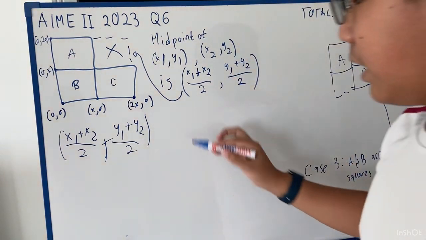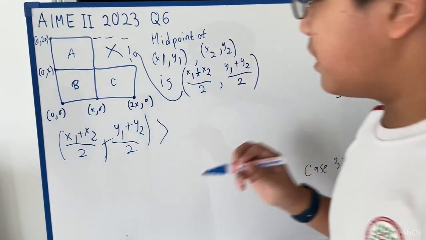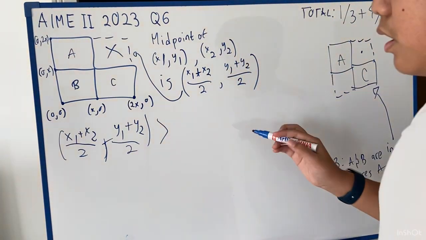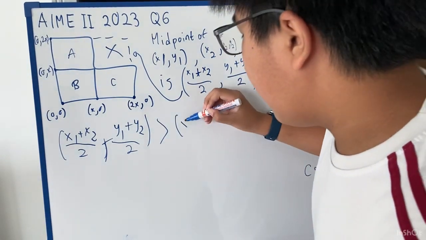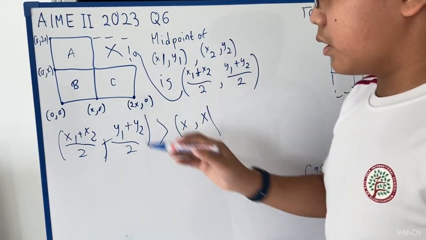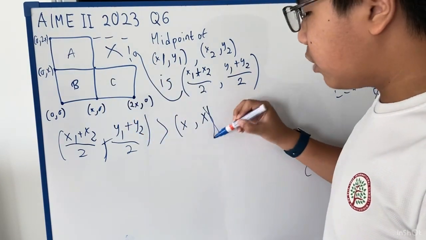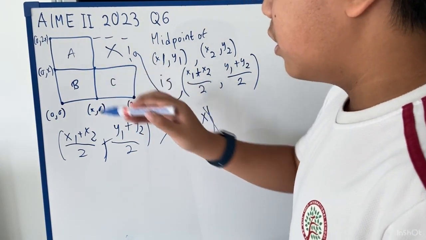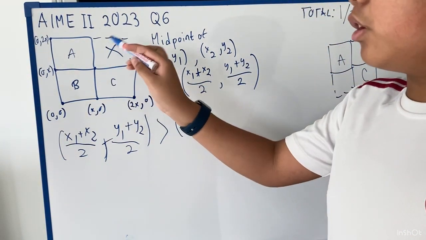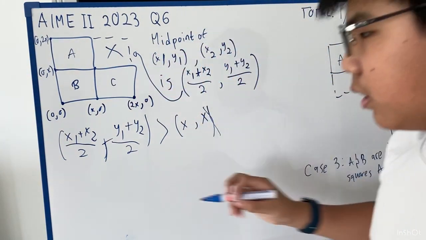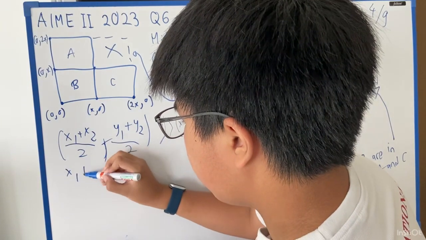This one cannot be larger than x comma x, because this coordinate is x and x, so it's saying that the x and y coordinates cannot exceed x at the same time. So you get two equations.